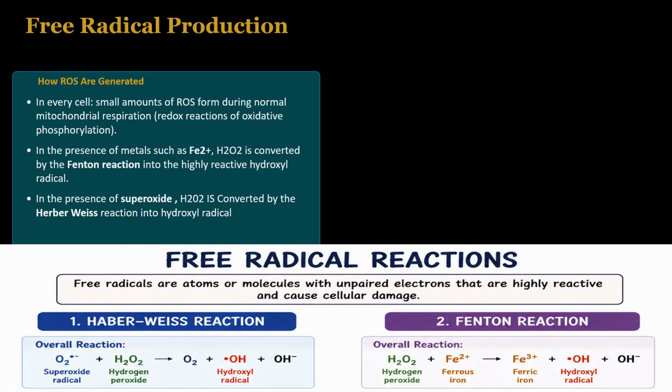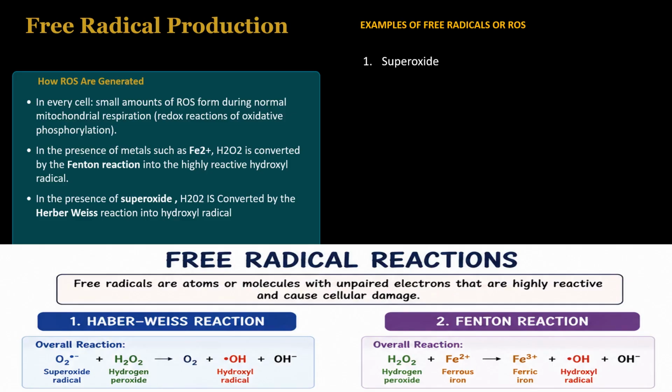The Haber-Weiss reaction and the Fenton reaction are both used to generate free radicals. The Haber-Weiss reaction uses superoxide, while the Fenton reaction uses Fe2 plus. In order for you to remember, it's simple: the Fenton reaction starts with F, and Fe is the species used in the Fenton reaction. Simple as that. So let's talk about some examples of free radicals or reactive oxygen species.